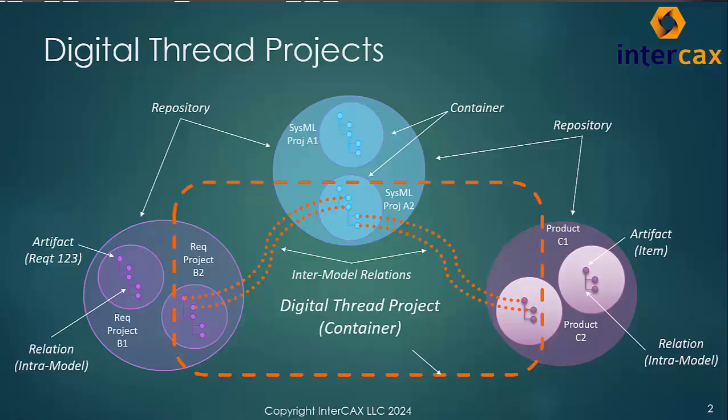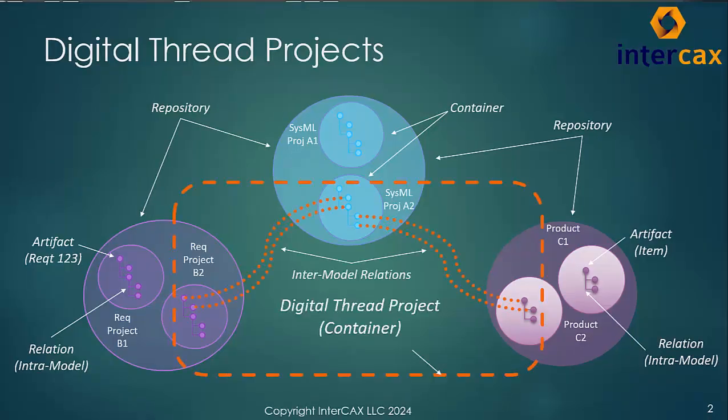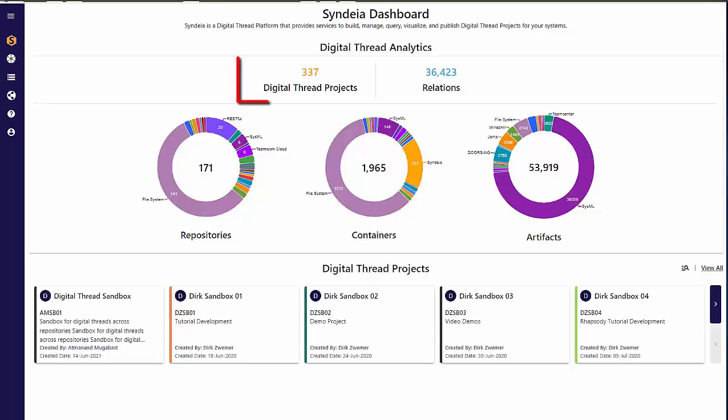For example, an automobile model A and an automobile model B would be managed by Syndeia as separate digital thread projects, composed of different intermodal relations, even if some of the artifacts in the underlying repositories may be used by both projects. Syndeia 3.6 introduced access control for digital thread projects, in addition to global access control. Users will not automatically have access to all digital thread projects, as they had in earlier releases.